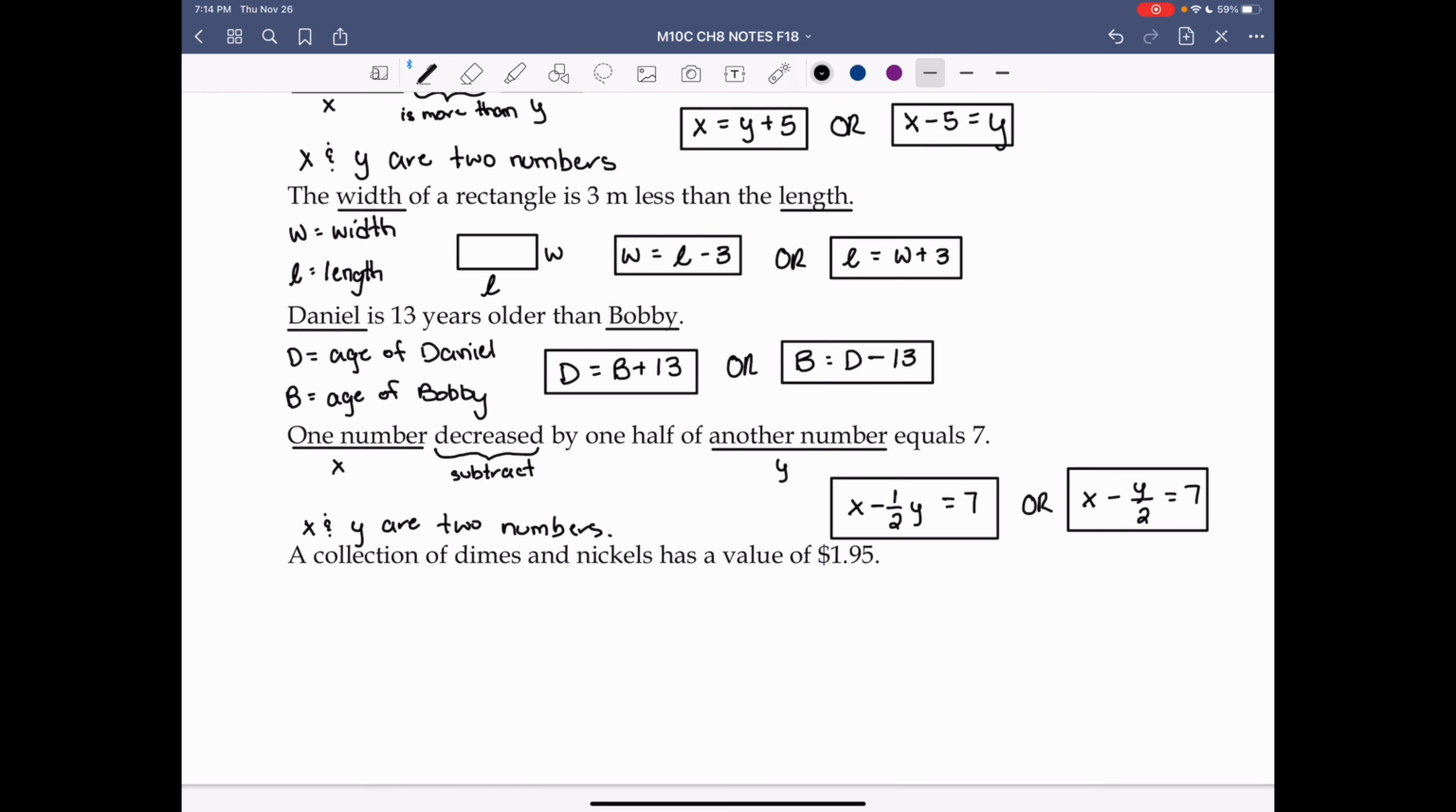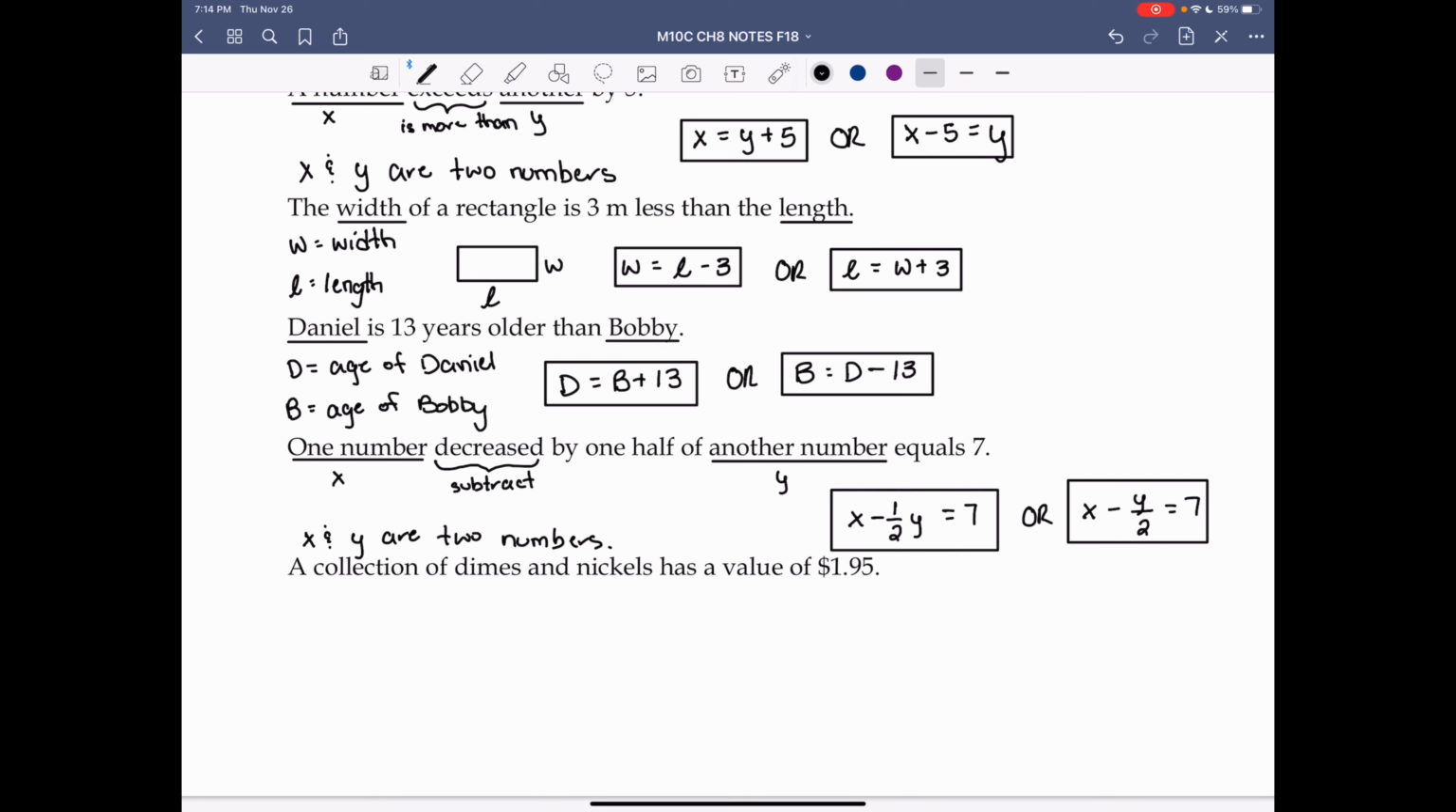Last one: a collection of dimes and nickels has a value of $1.95. What we don't know is how many dimes and how many nickels we have. So D equals number of dimes. I can't just say D equals dimes, because what is it about the dimes? Is it the value of them, the number of them, the color of them, the taste of them? So we have to specifically say the number of dimes, and N equals the number of nickels.